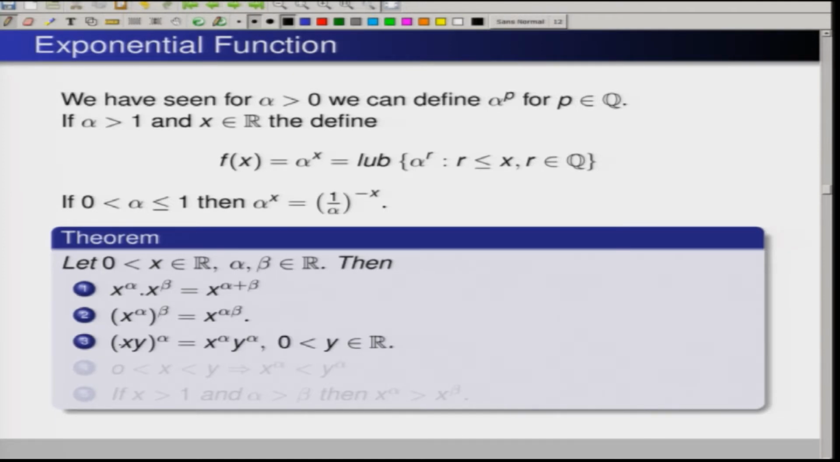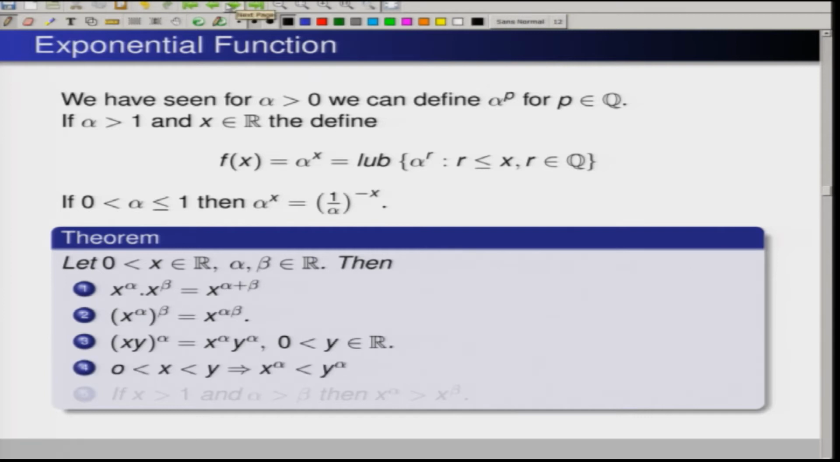Similarly, if I take xy to the power alpha, this is going to be x to the power alpha into y to the power alpha. Obviously, for any power that I want to define, we need to assume that x and y are both positive real numbers.